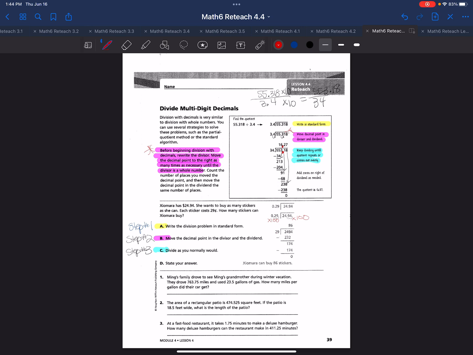Let's do question 1 together. Ming's family drove to see Ming's grandmother during winter vacation. They drove 763 and 75 hundredths of a mile. So that's my total. So that's my dividend. And used 23 and 5/10 gallons of gas. How many miles per gallon did the car go?